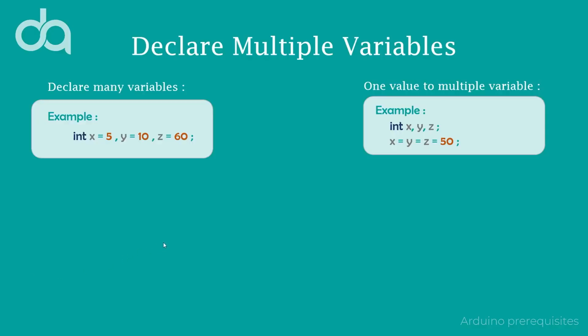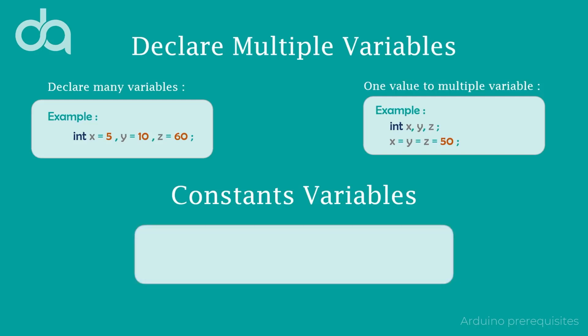Okay guys, now it's time to know about constant variables. When you don't want others or yourself to change existing variable values, use the const keyword. This will declare the variable as constant, which means unchangeable and read-only. You can see an example of constant variables.